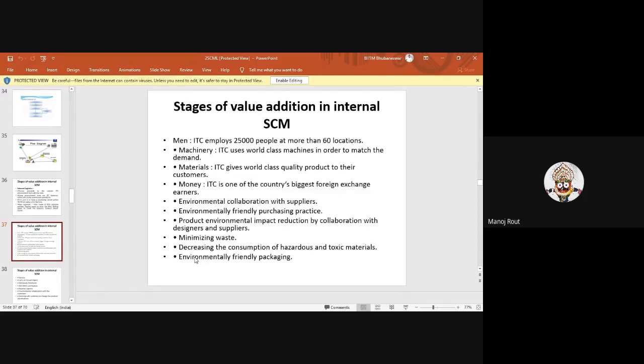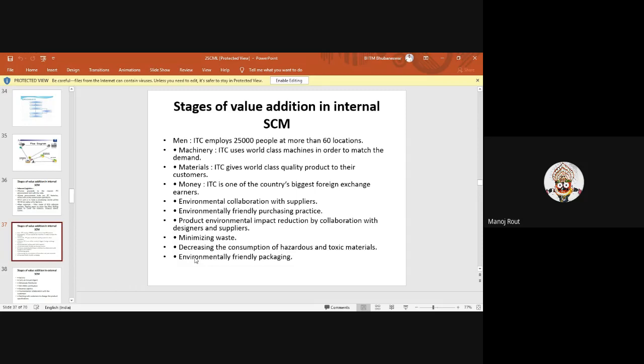The first one is raw material, the next one is manpower. ITC employs 25,000 people at more than 60 locations across pan-India. The next is machinery. ITC uses world-class machines in order to match the demand. The next is material. ITC gives world-class quality products to their customers. That is why they can maximize the profitability through the value addition stages.